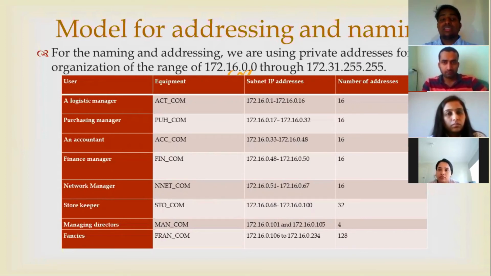The model is for naming and addressing. We are using private addresses for the organization in the range of 172.16.0.0 through 172.31.225.225. One of the advantages of using this private address is security. For routing and naming, we are using classless switching and routing because classless can maintain the size of the internet protocol and subnet more efficiently.